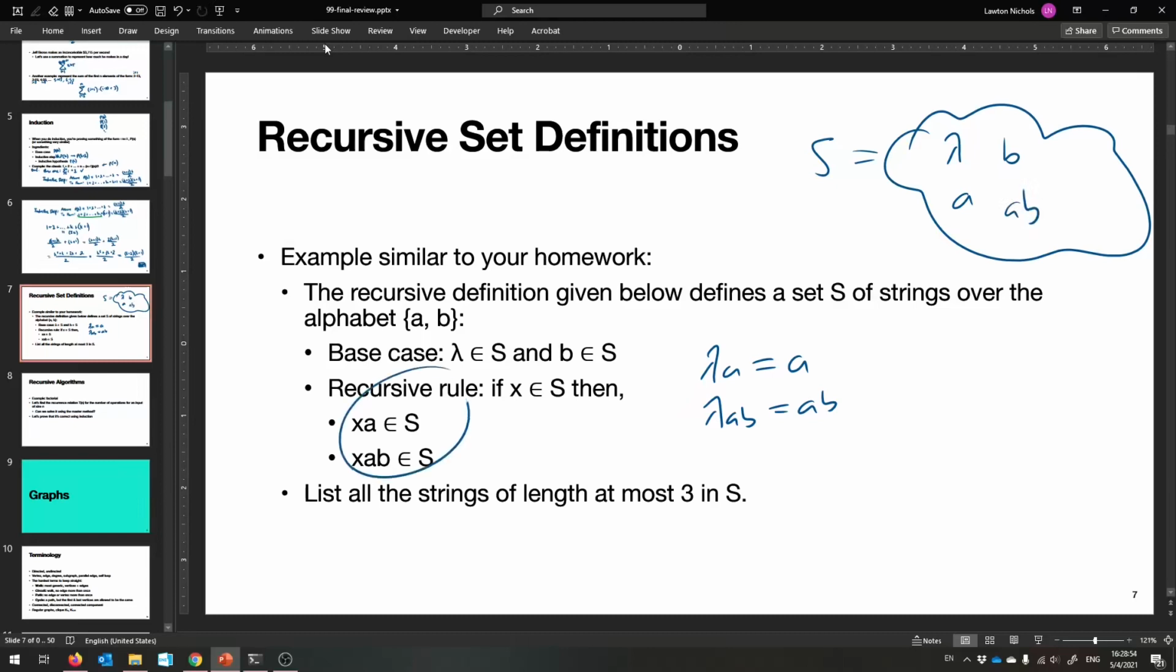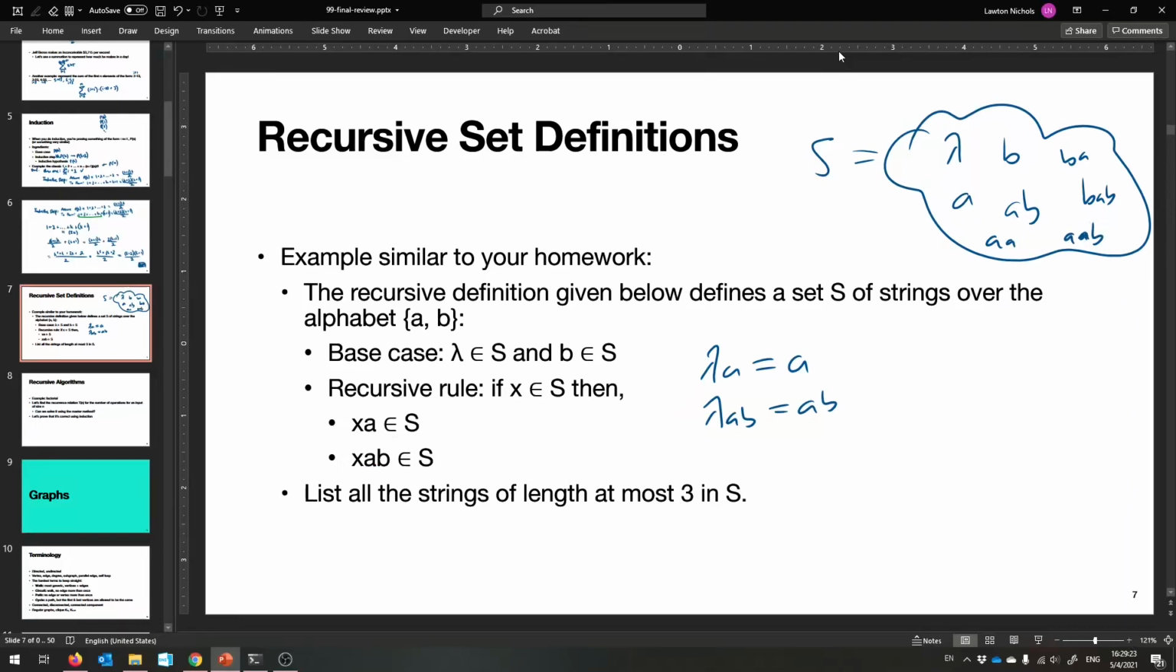And we get to use the recursive rule for everything now, even the stuff that we just added. If this thing is in here, it gets to be the X in this rule. So let's try it with B now. Let B be X. So we know that BA is in there, and we know that BAB is in there. Now let's do it for A. We know that AA is in there, and we know that AAB is in there. That's the beauty of it.